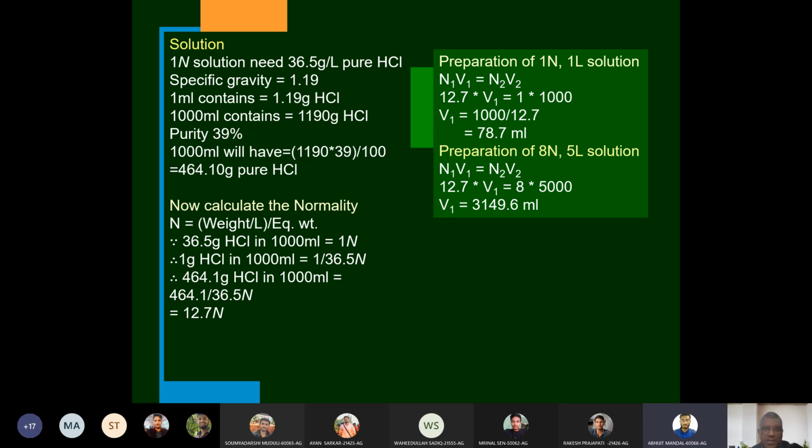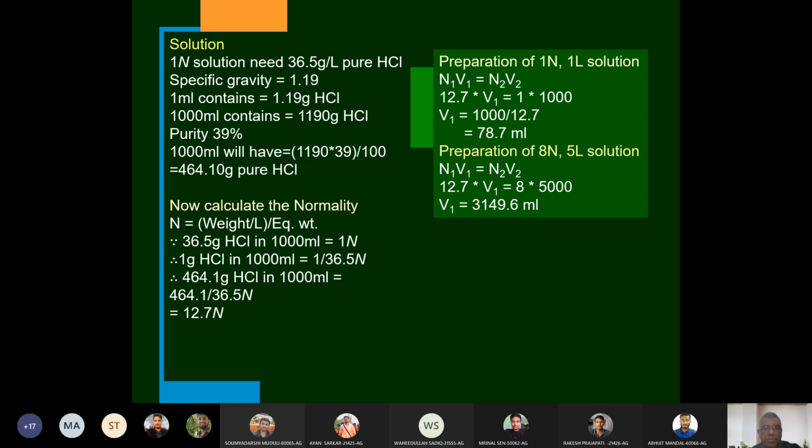Now we want to calculate the normality. How many gram equivalents are dissolved in a liter of solution? You just remember: weight in gram per liter divided by equivalent weight. So 36.5 gram HCl in 1000 ml will give you 1 normal, and 1 gram HCl in 1000 ml will give you 1 by 36.5 normal, and so 464 will give you 12.7 normal.